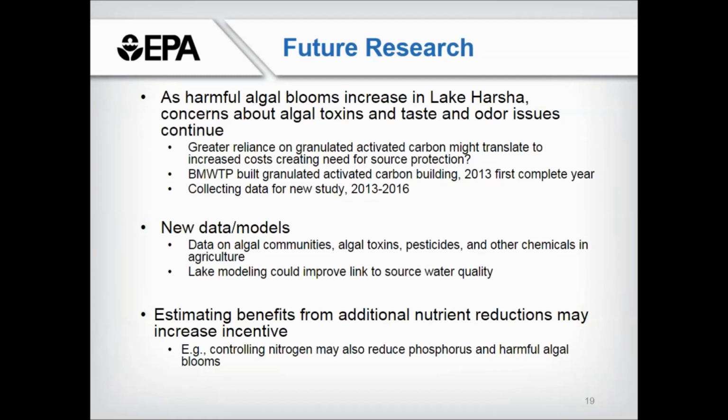We also have new data on algal blooms for Lake Harsha that may provide additional variables in our treatment cost model. Finally, we only looked at total phosphorus, but some best management practices control both nitrogen and phosphorus. Including additional nutrients in the polynomial distributed lag or the translation model may also change the incentives, so we want to look at that as well.